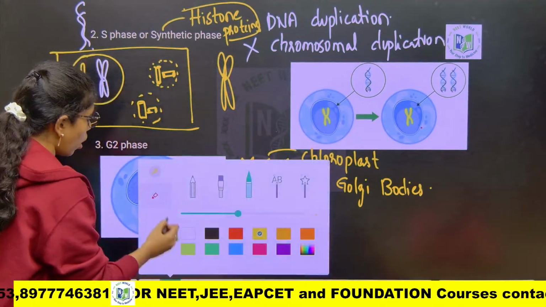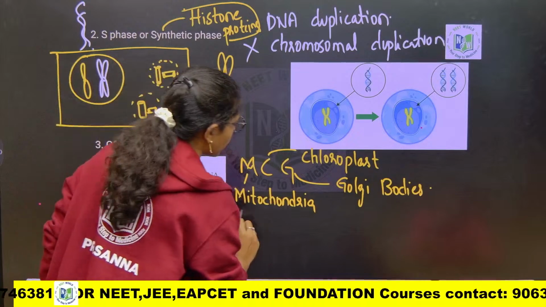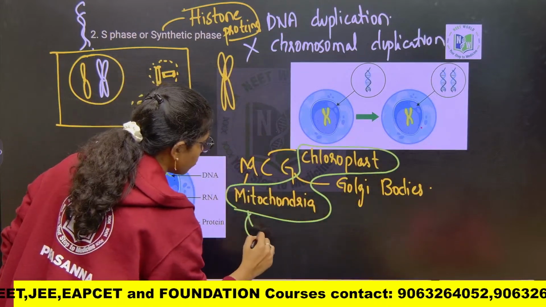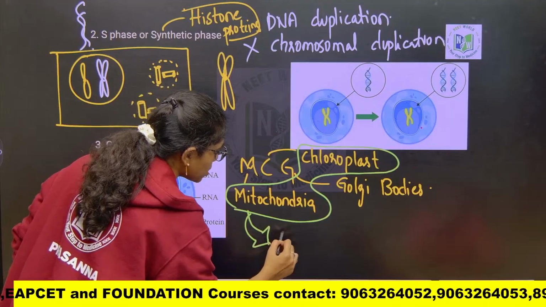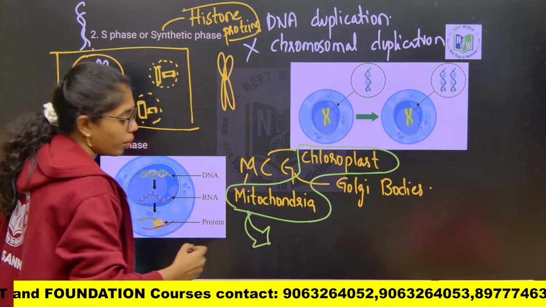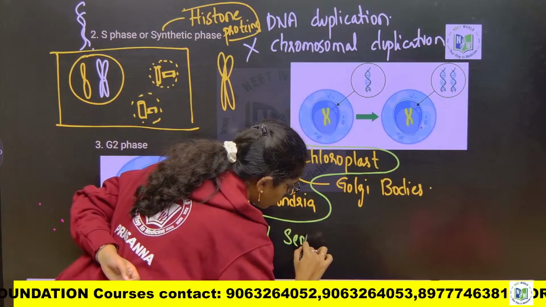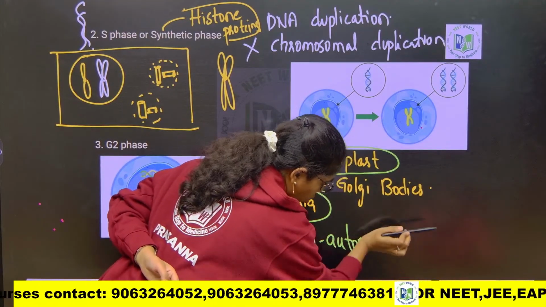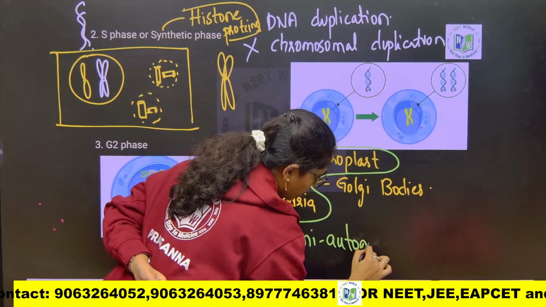So these two organelles, mitochondria and chloroplast, will get duplicated in which phase? G2 phase. These are semi-autonomous or self-duplicating organelles.